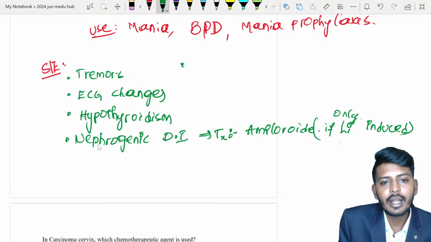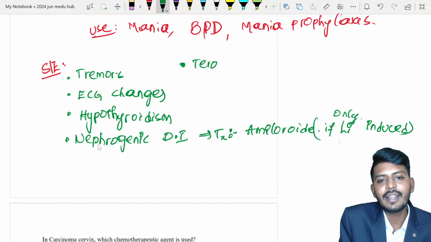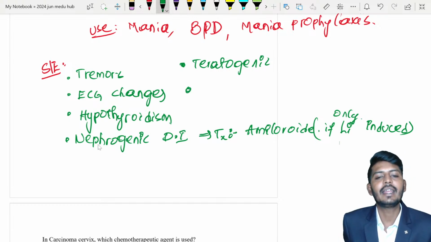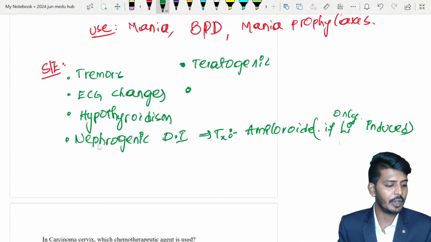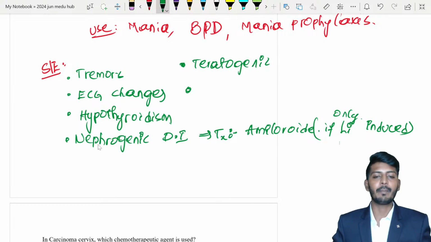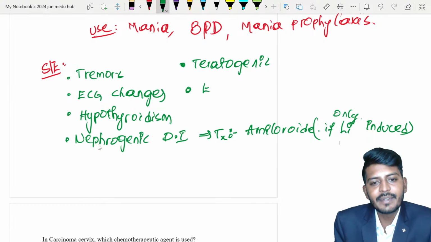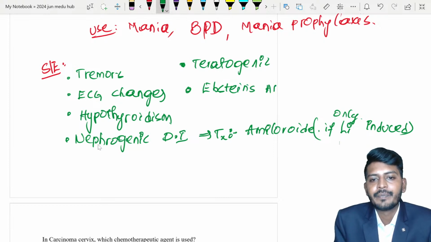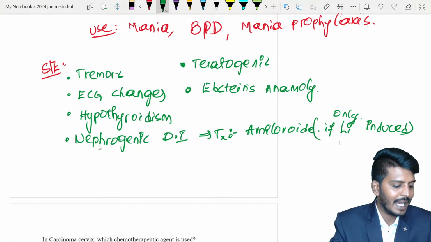Lithium is also a teratogenic drug, and it is a very important point why it is teratogenic: it will cause Ebstein's anomaly. What is that? Ebstein's anomaly. So this is the story of lithium side effects.